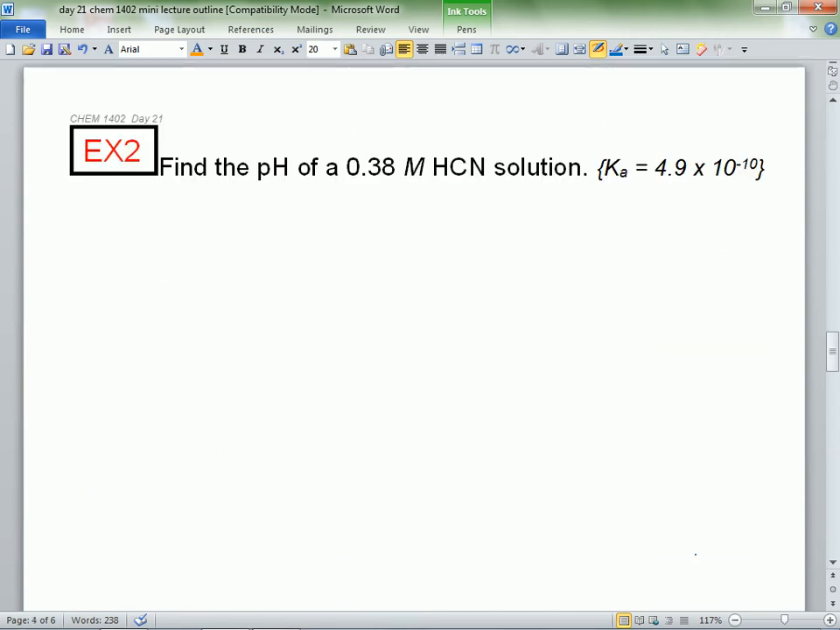Okay, try this one. Set this one up. They want to know what the pH is of 0.38 molar HCN. Okay. Now, check out the Ka. It's nice. 10 to the negative 10. So when you get that far, the math will be a lot easier. But nothing changes. You have to set everything up. You have to set up ICE. You have to set up your Ka expression. Nothing changes.